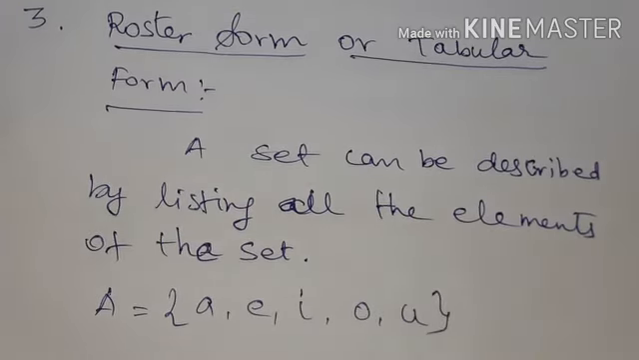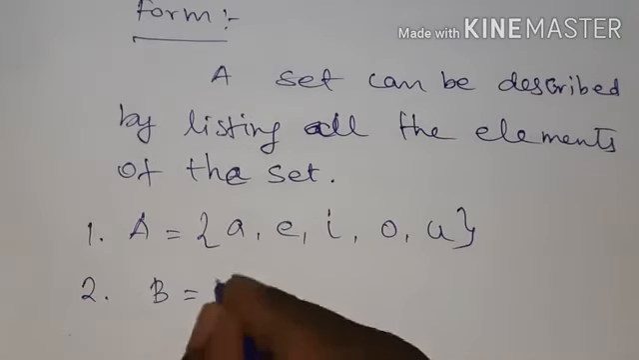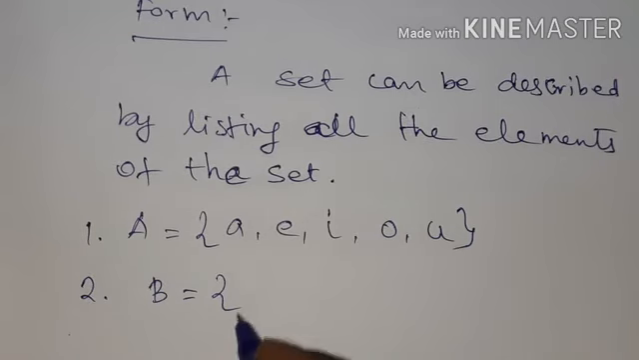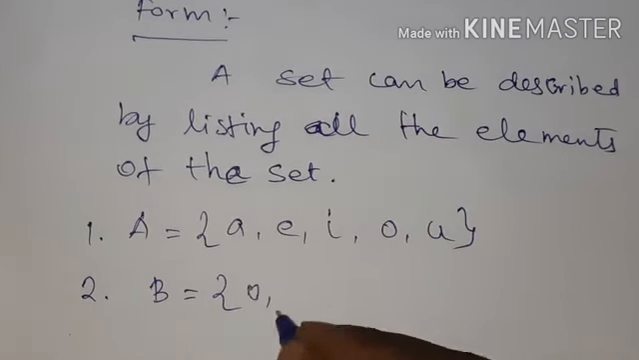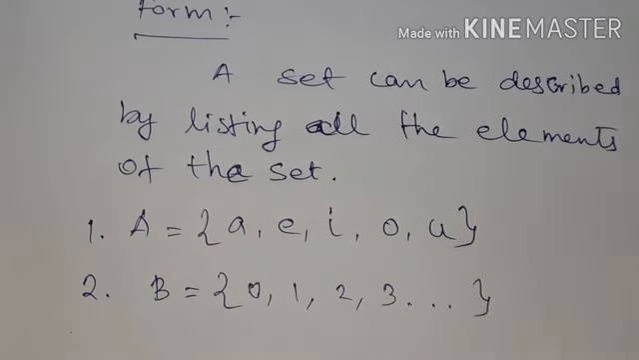Then second one, the set of whole numbers is descriptive form. This descriptive form is changed to roster form. B is equal to, write curly bracket, then write the elements, listing the elements. The set of whole numbers starting from 0 onwards: 0, 1, 2, 3 and so on. This is roster form.